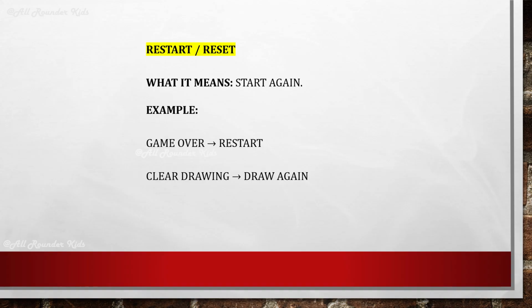Restart, reset. What it means: start again. Example: game over, restart. Clear drawing, draw again.